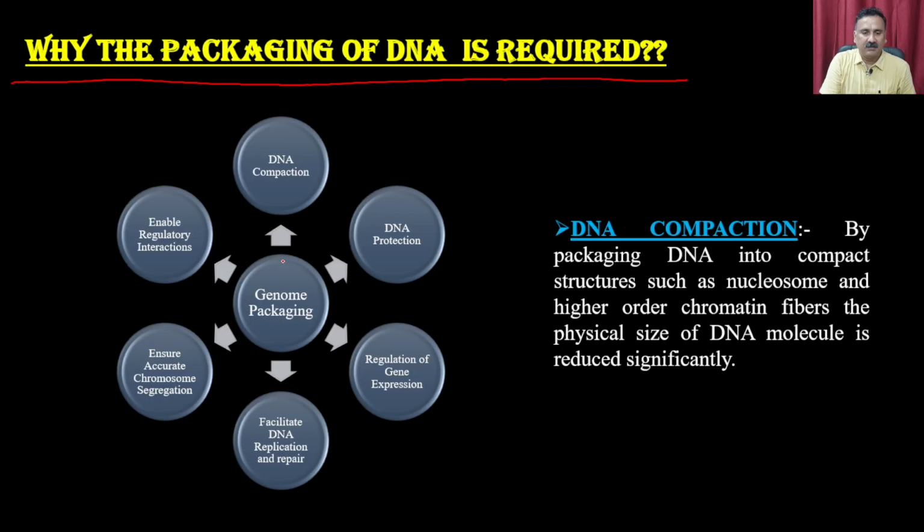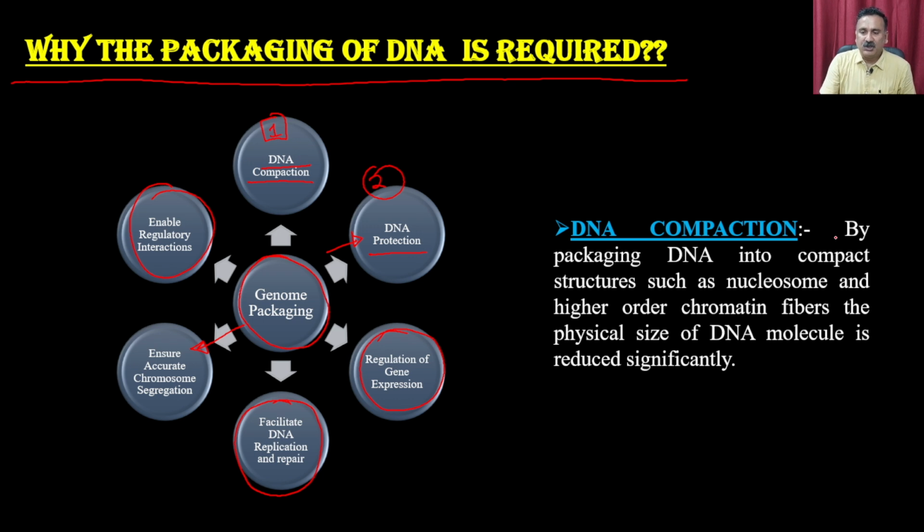Okay, so DNA is packaged into the form of a chromosome, and the packaged DNA is required for many reasons. Number one, it is required for DNA compaction. It is required for DNA protection. It is required for regulation of gene expression. It is also required for facilitating DNA replication and repair, ensuring accurate chromosomal segregation, and lastly, enabling regulatory interactions. So what is meant by DNA compaction?